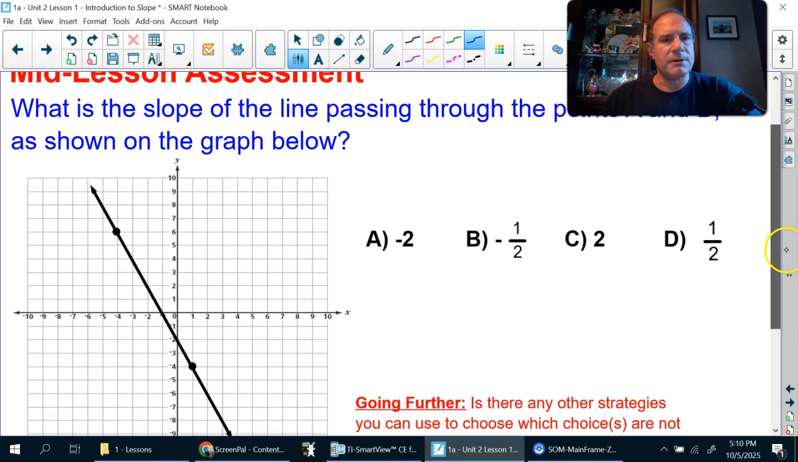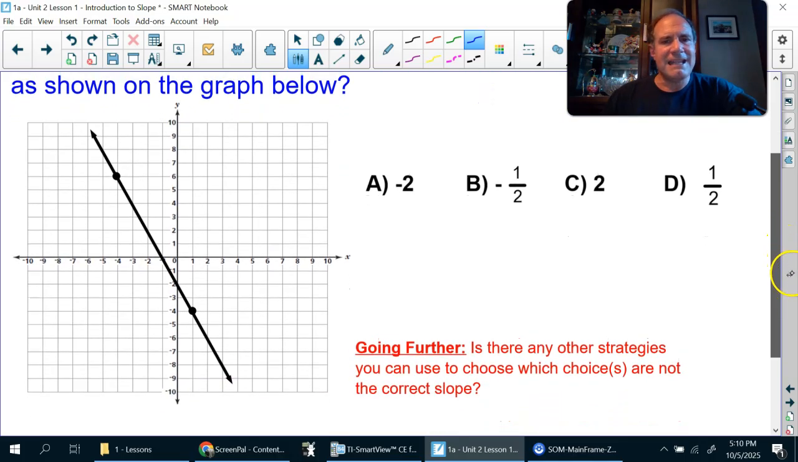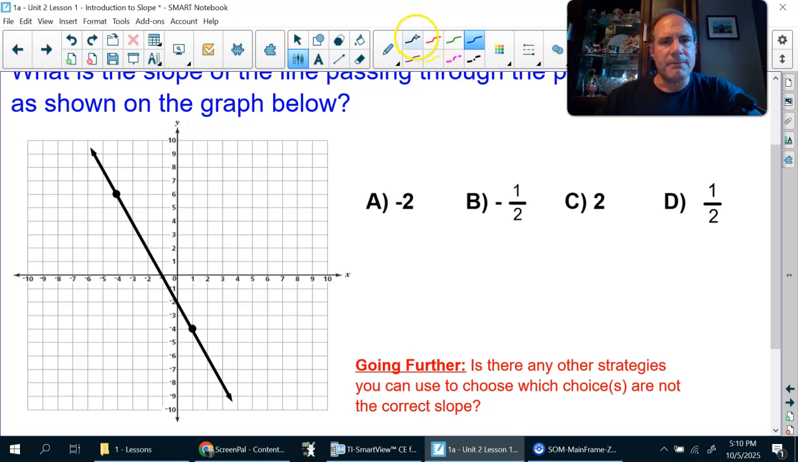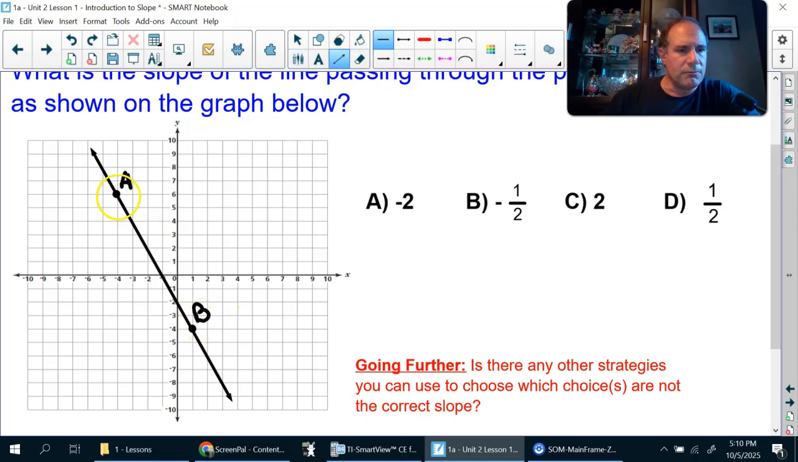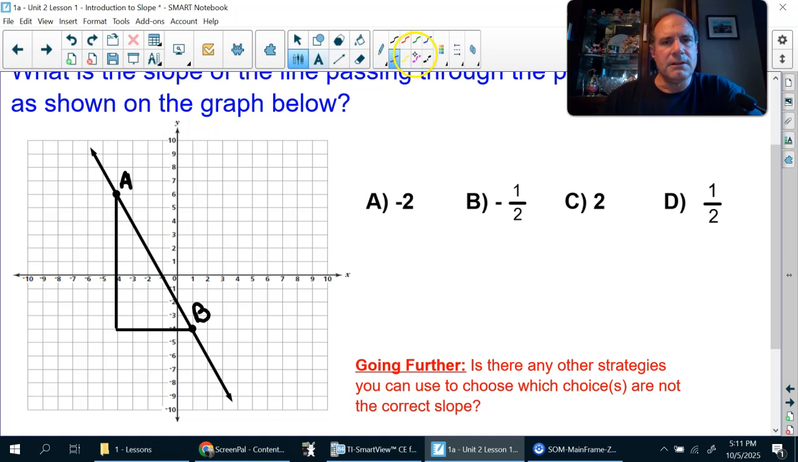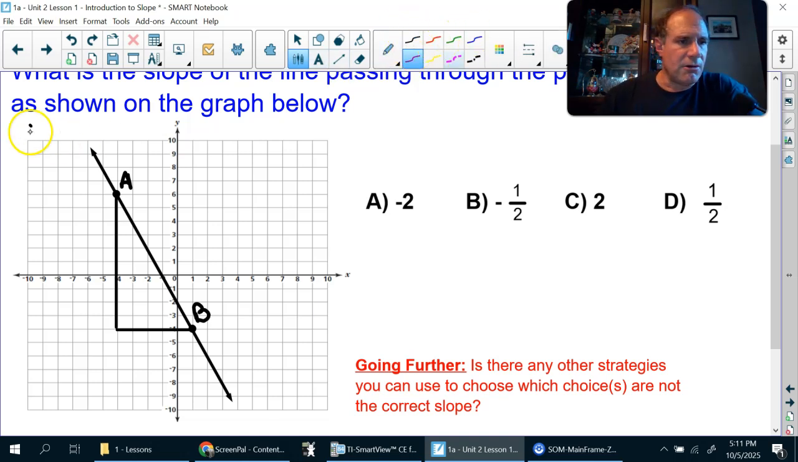Right? Mid-lesson assessment: what is the slope of the line passing through points A and B? So I'm going to put A and B down since we did not put it. This is point A and this is point B. So you take your ruler or whatever you have and draw a line going down and then across, just like this. This has to be a triangle. This right here, we're going to put L and R up top.